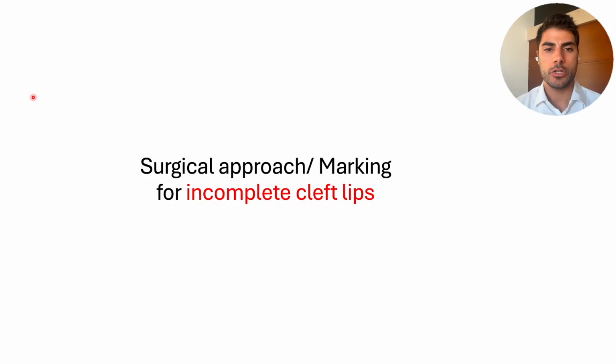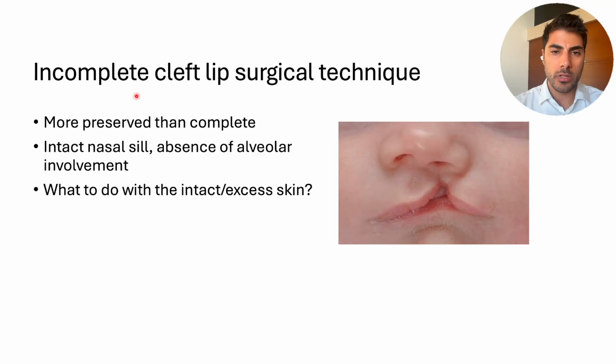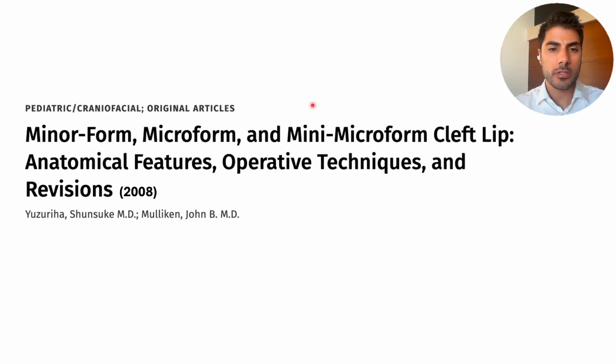All right, so now we'll shift to the surgical approach and the marking for the incomplete cleft lip. So the obvious difference between complete and incomplete is the intact nasal sill and this extra piece of tissue in the incomplete cleft. So what to do with this excess intact skin? I came across this article that was written by Mulliken. In this article, after sub-classifying the incomplete into minor form, microform, and mini microform cleft lip, he described surgical techniques for each of these sub-classifications.